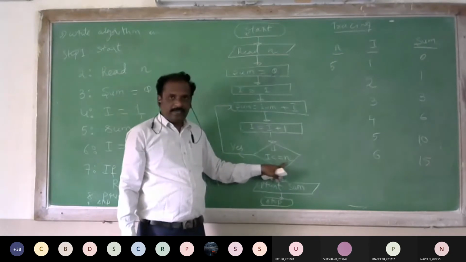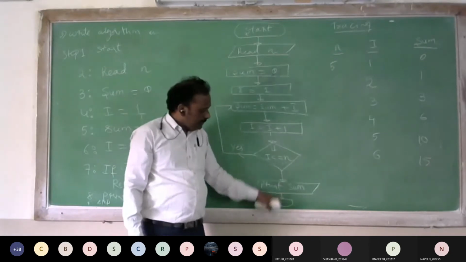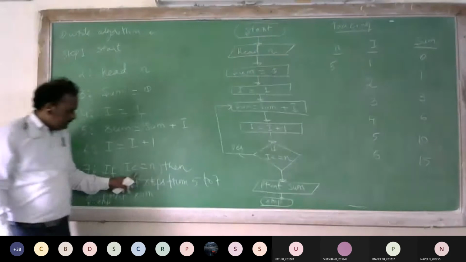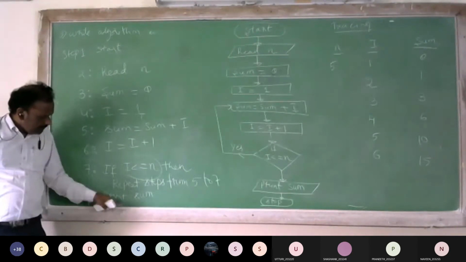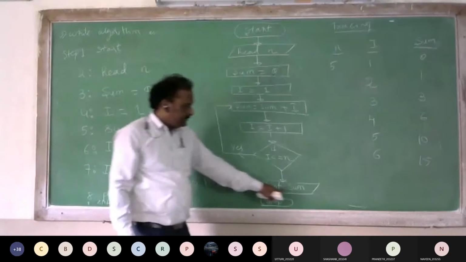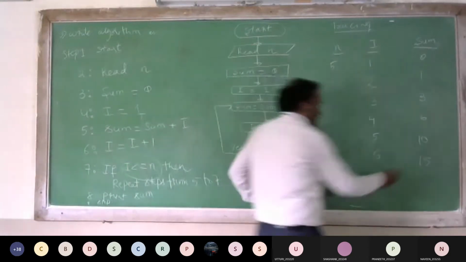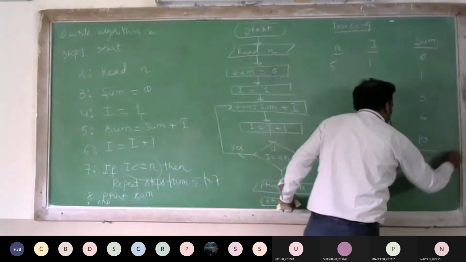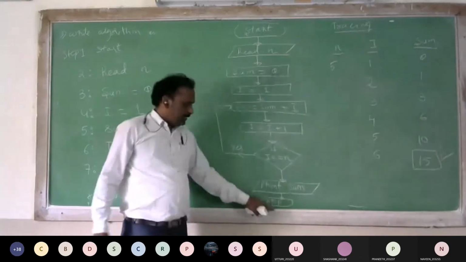Is 6 less than or equal to 5? No. No means you are coming outside. Is 6 less than or equal to 5? You are coming outside. You are not repeating. You are coming outside. Print sum. So what is the current value of sum? Current value of sum is 15.